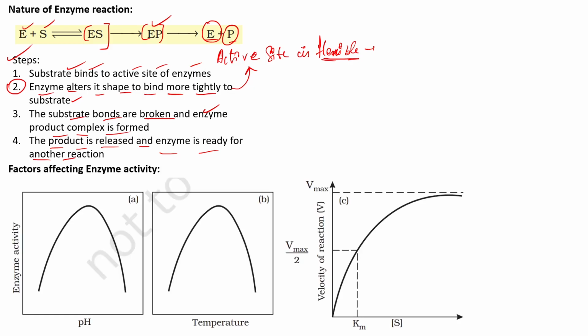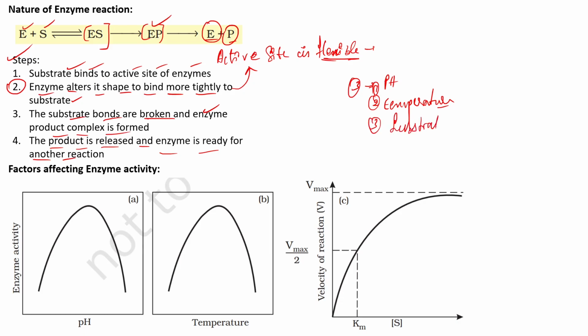Now let us look into some of the important factors that affect the enzyme activity. Here let us mention three important factors. The first is the pH. The second factor is the temperature, which we have mentioned earlier. Temperature is also an important factor. And finally, the substrate concentration.